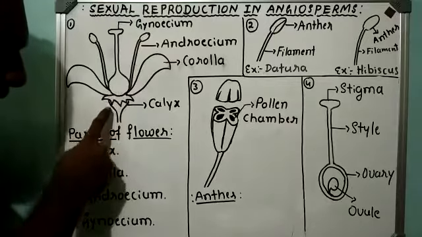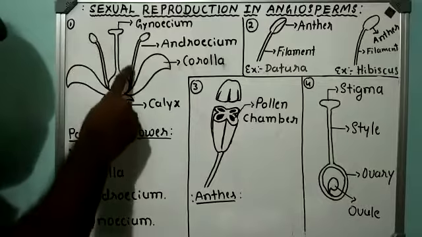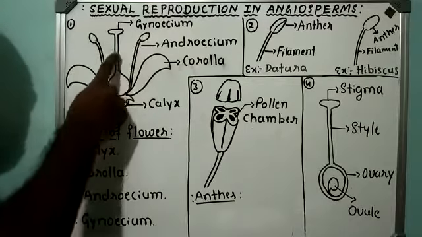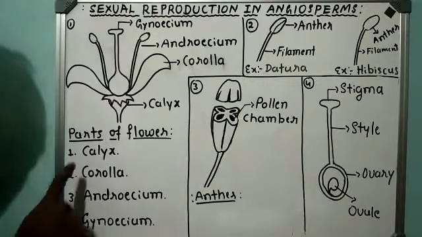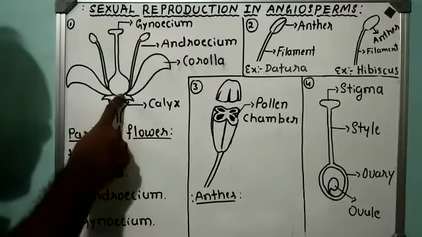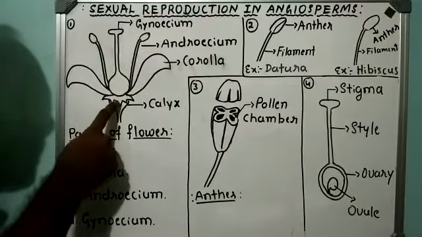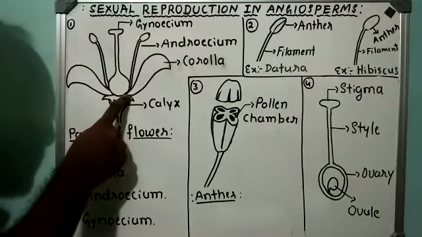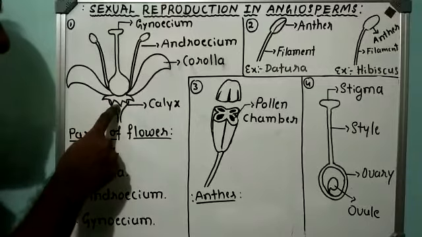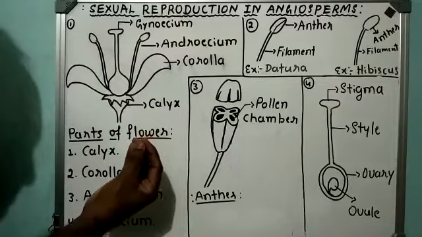Here this is calyx and this is corolla. These are Androecium and this is Gynoecium. Now, what is the definition of calyx? Calyx is the basal part of the flower which shows green leafy sepals, and its main function is to give protection to the flower when it is in bud condition.